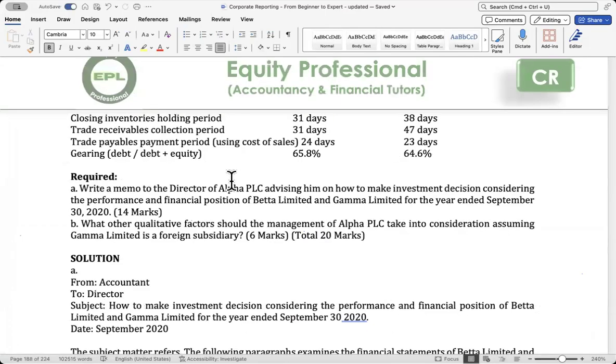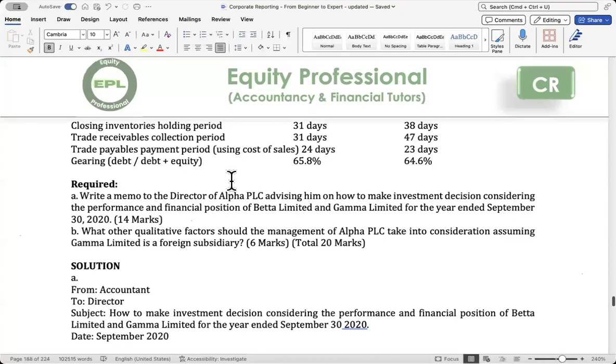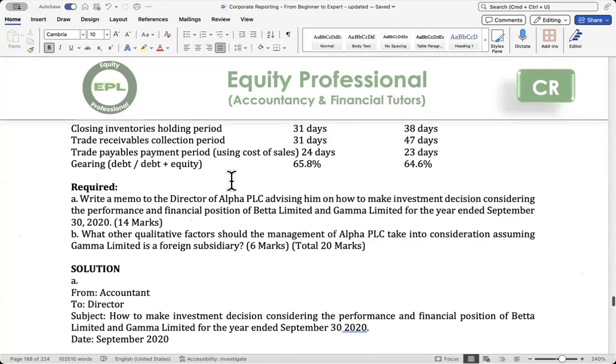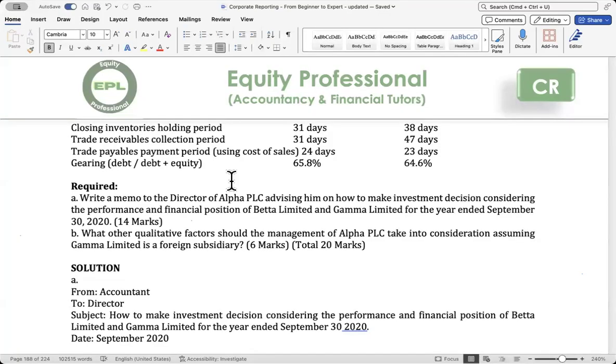The following ratios have been calculated: gross profit margin, return on capital employed, current ratio, asset turnover ratio. Required: write a memo to the director of Alpha PLC, advising him on how to make investment decisions, considering the performance and the financial position of Beta Limited and Gamma Limited for the year ended September 30, 2020. That's 14 marks. Then B, what other qualitative factors should the management of Alpha PLC take into consideration? All right, thank you.